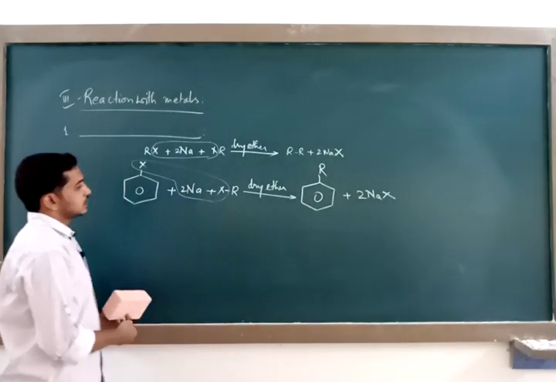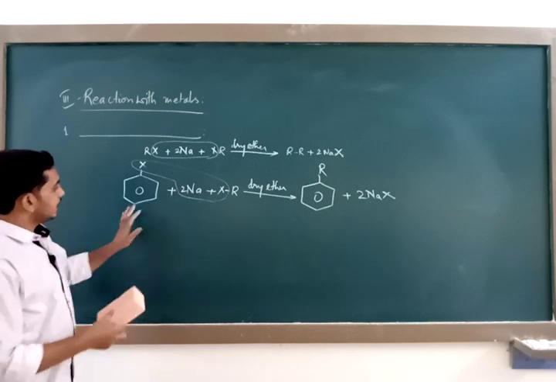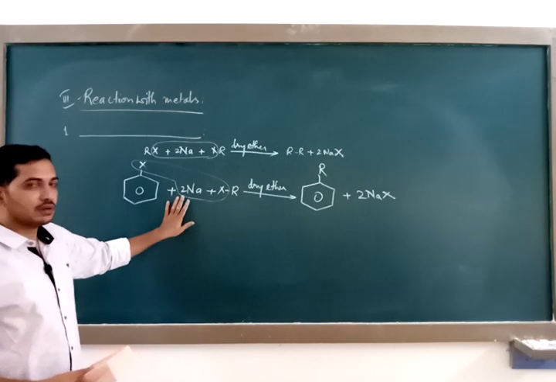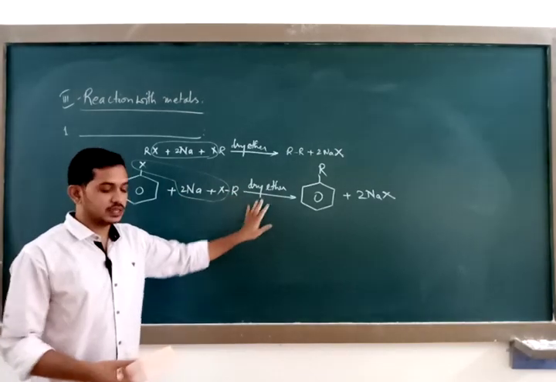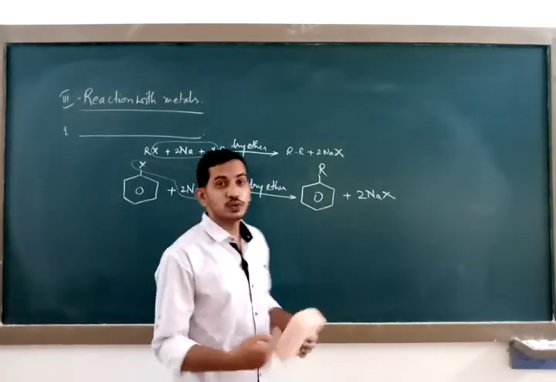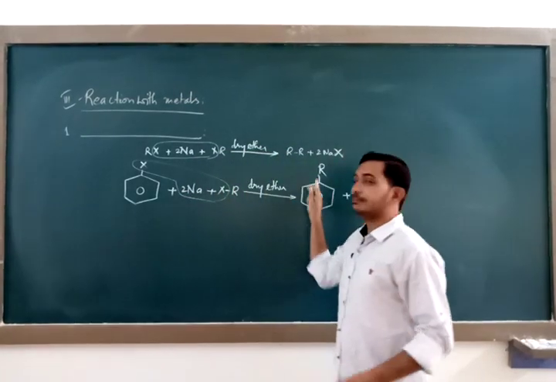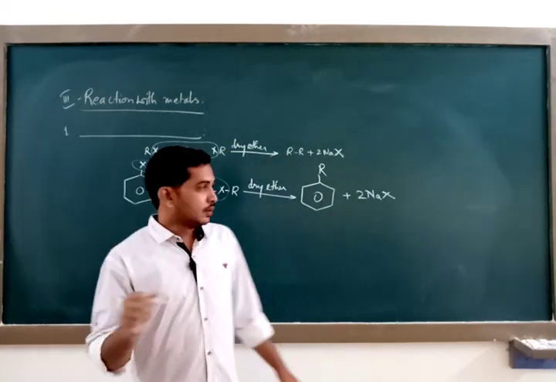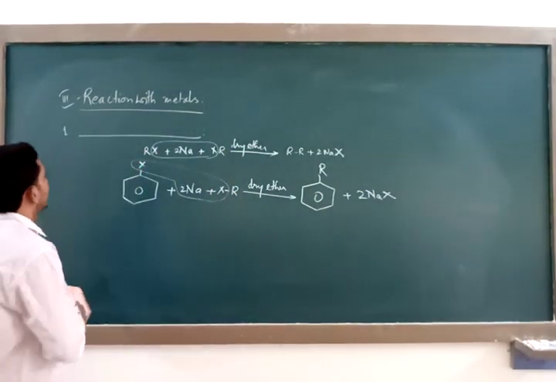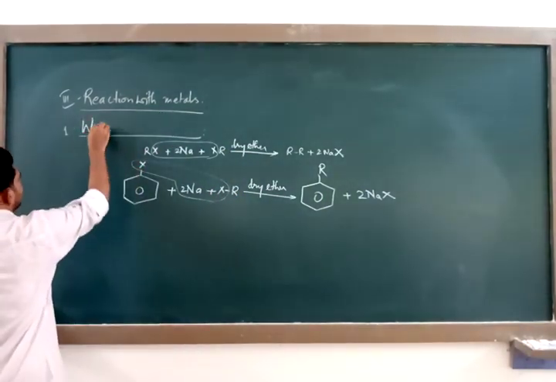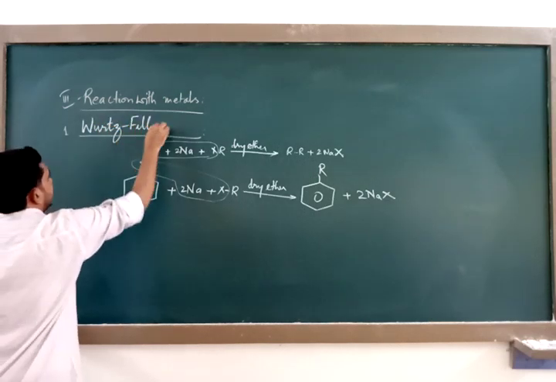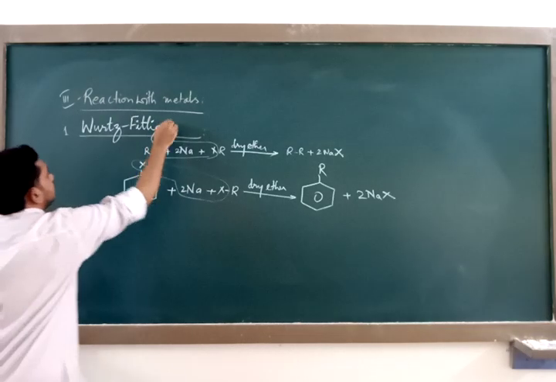This reaction shows that a haloarene and a haloalkane are reacting with sodium metal in the presence of dry ether to give you alkyl benzene as a product. Alkyl benzene as a product. This reaction is called Wurtz-Fittig reaction.